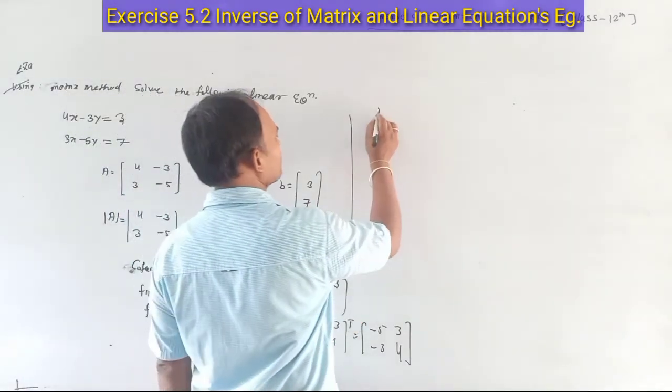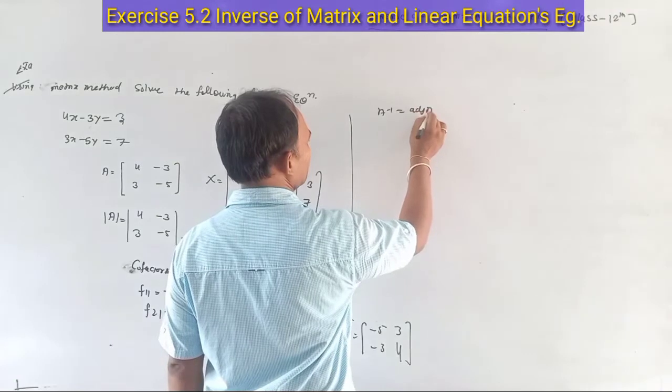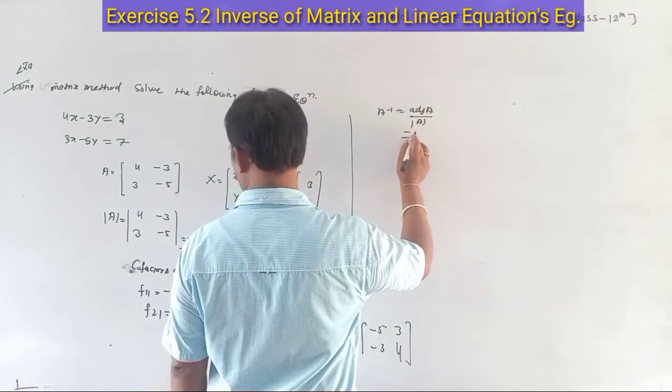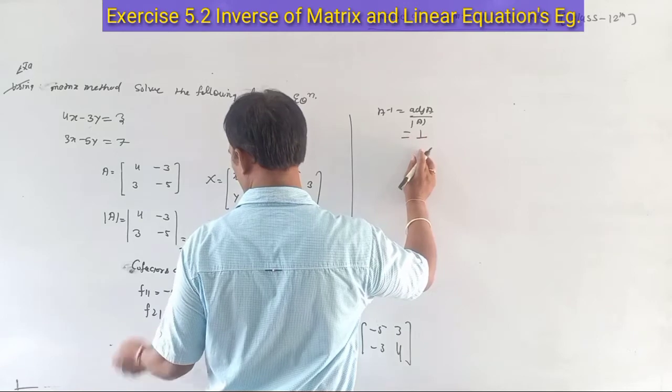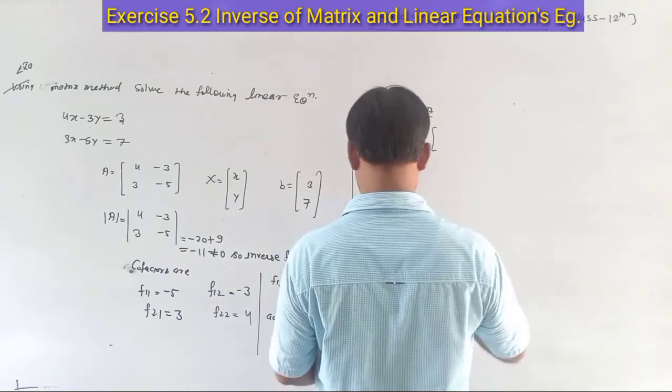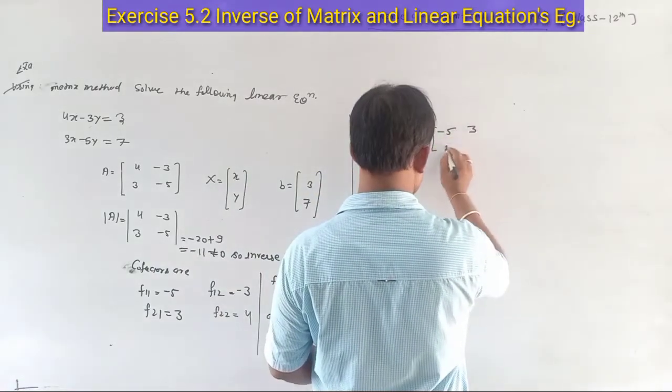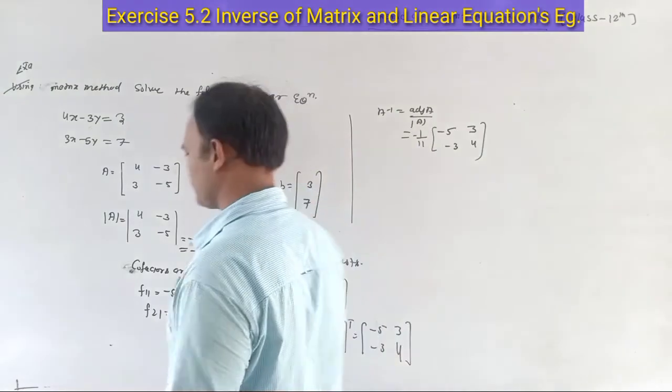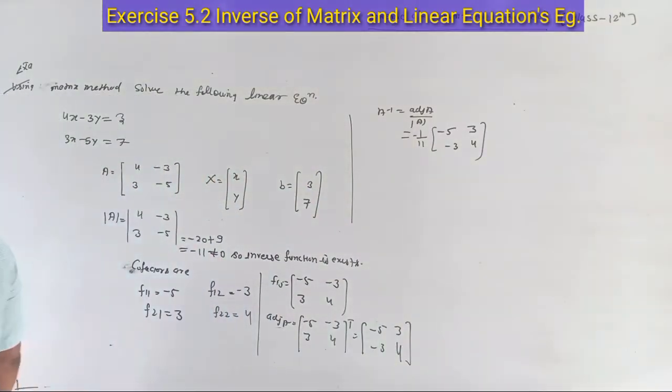Now we have to find A inverse. A inverse means adjoint of A upon determinant of A. So it is minus 1 upon 11, and adjoint of A is minus 5, 3, minus 3, 4. Look at here carefully. So we have found A inverse, and it is your answer.